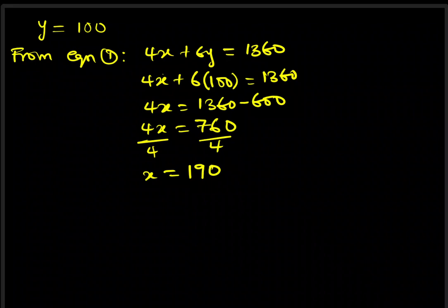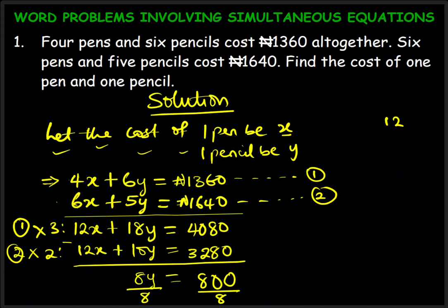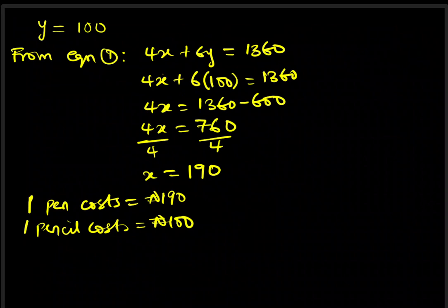So that means one pen costs 190 naira, and then one pencil costs how much? 100 naira. So this is how we interpret. That was what we were asked to find: the cost of one pen and one pencil, and those are x and y. So one pen is 190 naira, and one pencil is 100 naira. All right, so that's how we solve that.